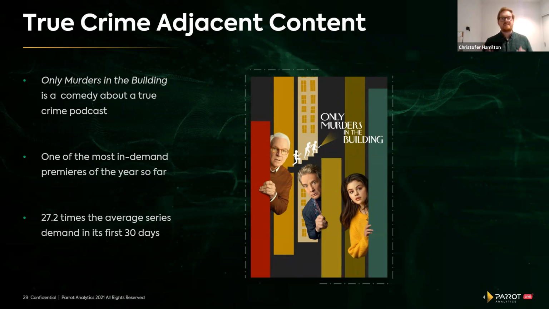And I think it's just a great example of how you can creatively incorporate elements into a show that are highly in demand. In this case, true crime. So it can incorporate that true crime element that catches audiences' attention without being a true crime documentary per se.